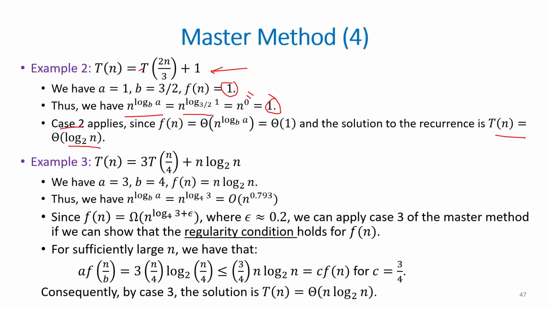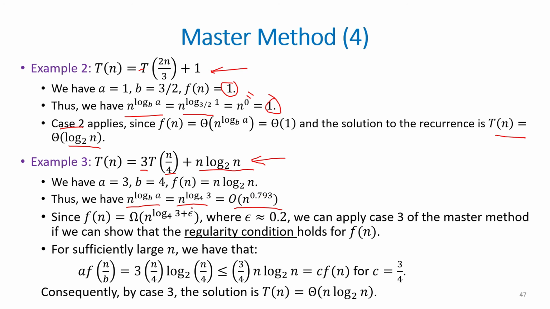We now see how to apply case 3 in example 3. Take a look at this equation. a is equal to 3, b is equal to 4, and f of n is n log n. Plugging them into n to the power log base b of a would give us this, which is of the order n to the power 0.793.